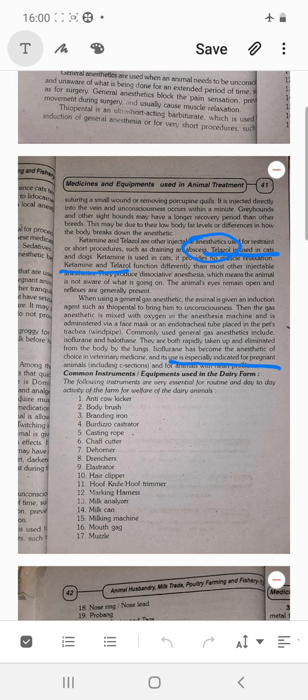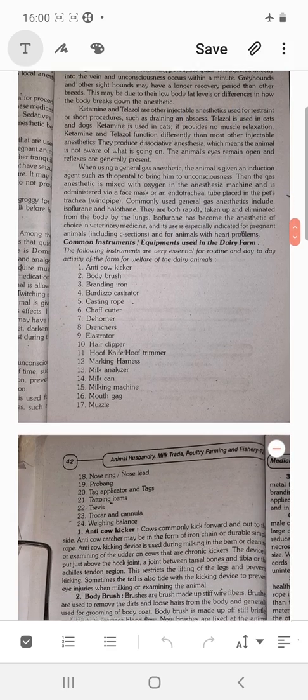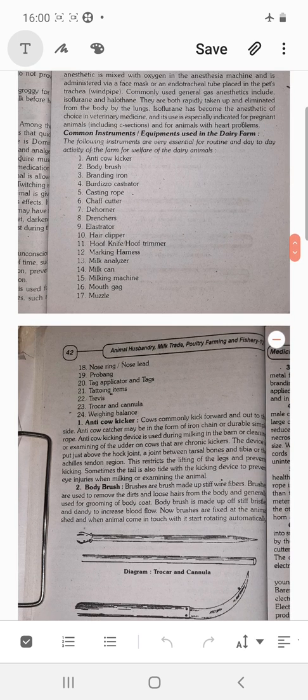Okay, now we discuss which instruments are used in a dairy farm. Dairy farm is related to milk production and milk products. So the various instruments which we use in a dairy farm, we have to discuss one by one. Not all, some of them. So, common instruments or equipment used in dairy farm.